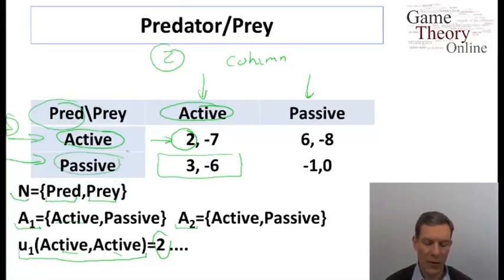So if they're passive and active, then the predator is going to get a payoff of 3, and the prey will get a payoff of -6, and so forth. Okay, so this is what's known as the normal form representation of a game, or a game in strategic form.